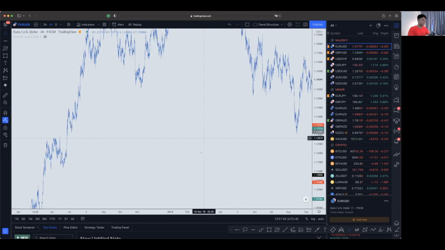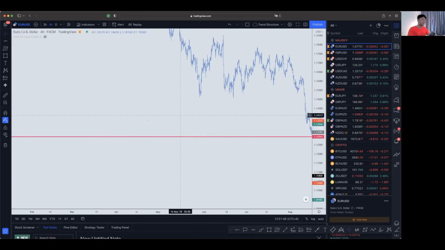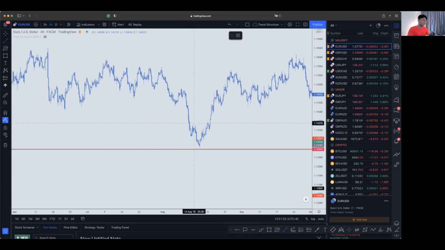Here. So what do we have here? This is a resistance, which is now a support area. Now again, it's a zone, it doesn't have to be perfect. The price reached this level and formed a head and shoulder pattern. So structure, we have it, head and shoulder pattern, we have it. We have everything we need.